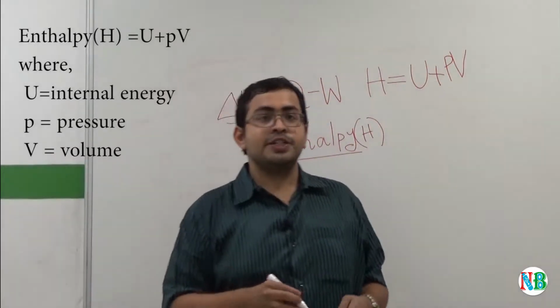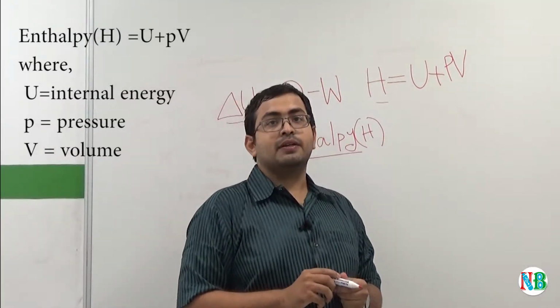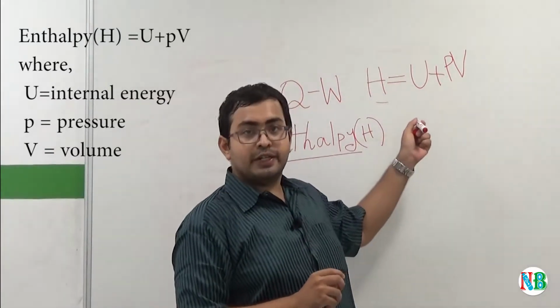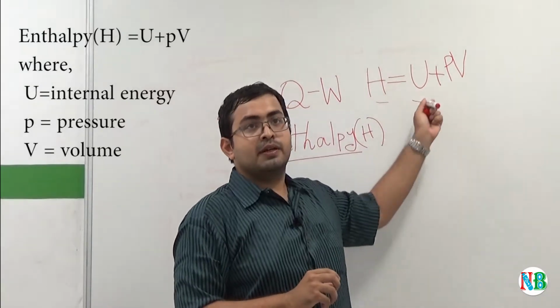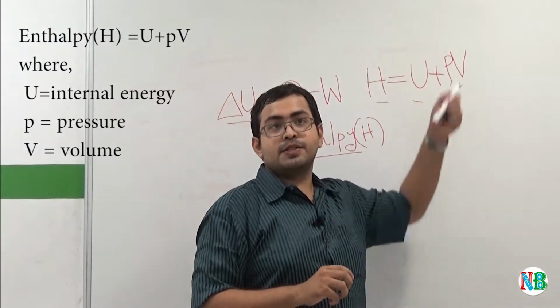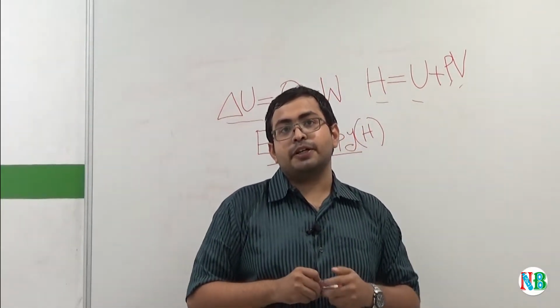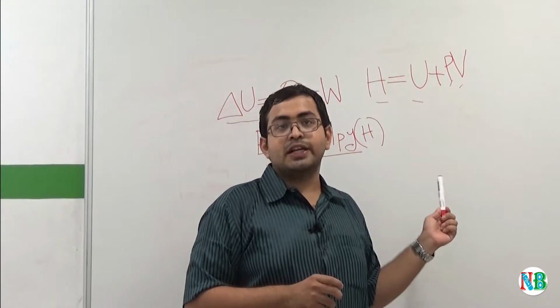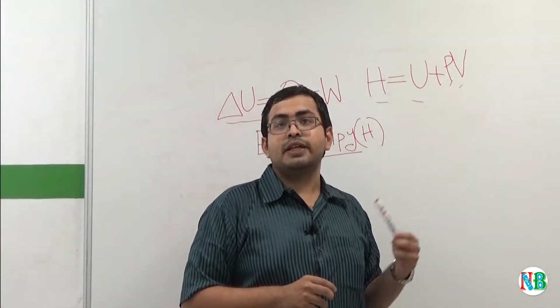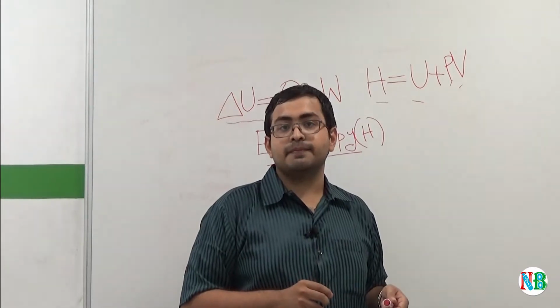So, what is H here? H is the enthalpy of the system. U is the internal energy of the system. P is the pressure and V is the volume of the system. So, enthalpy is an extensive property. This means that for a homogeneous system, the enthalpy is proportional to the size of the system.